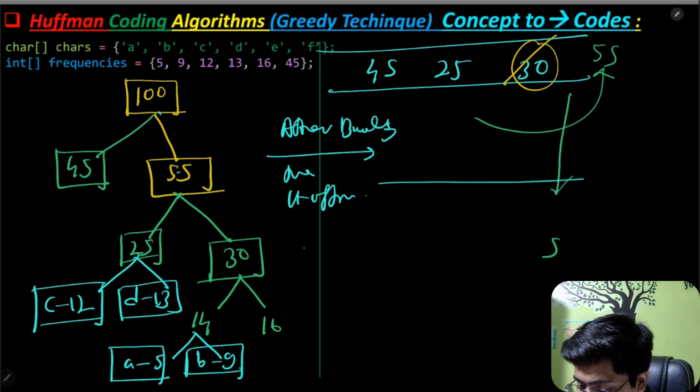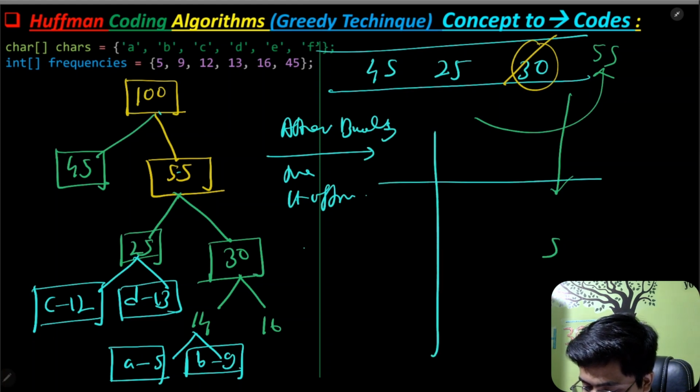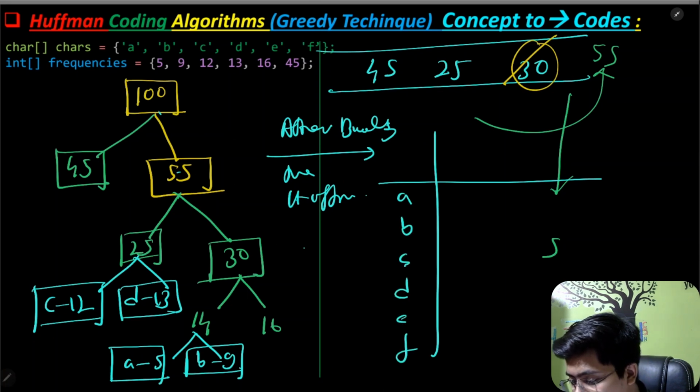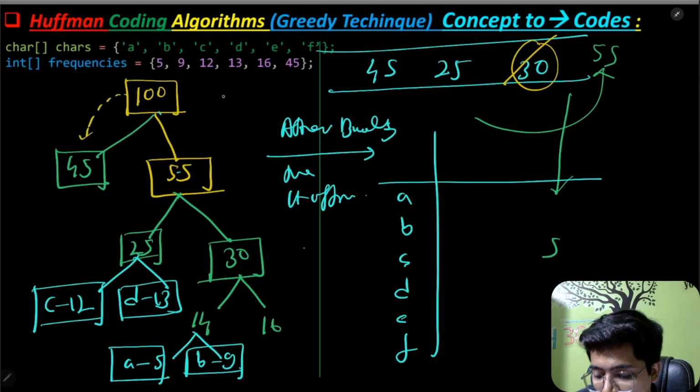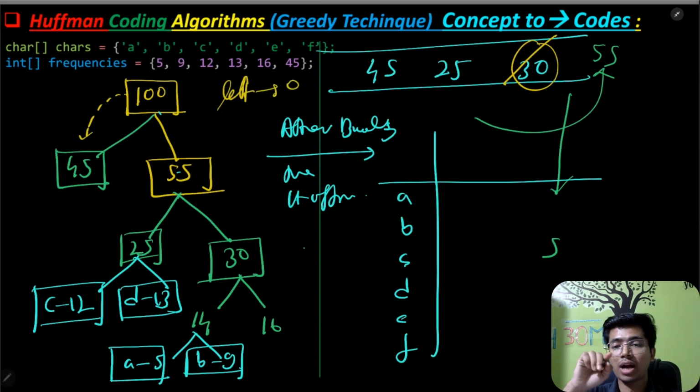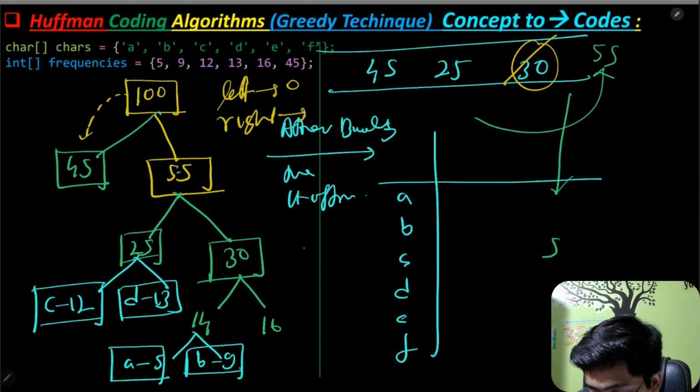So the letters are A, B, C, D, E, F. Now observe, whenever we traverse from here to there, if we traverse on the left side, then we assign 0, and if we traverse on the right side, then we assign 1. So now we try to find the code for A.